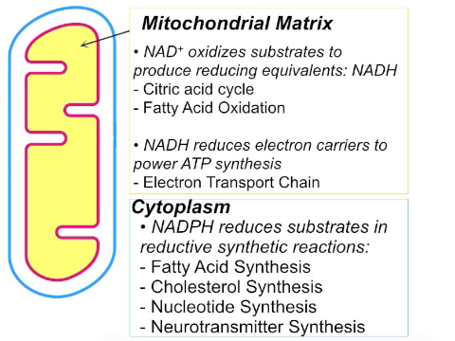For instance, in the mitochondrial matrix, NAD+ oxidizes substrates to produce reducing equivalents, NADH. This happens in the citric acid cycle, in fatty acid oxidation, and also as we saw in the pyruvate dehydrogenase complex. Then this NADH reduces electron carriers in order to power ATP synthesis. This happens in the electron transport chain. In the cytoplasm, NADPH reduces substrates in reductive synthetic reactions. These include fatty acid synthesis, cholesterol synthesis, nucleotide synthesis, and neurotransmitter synthesis.